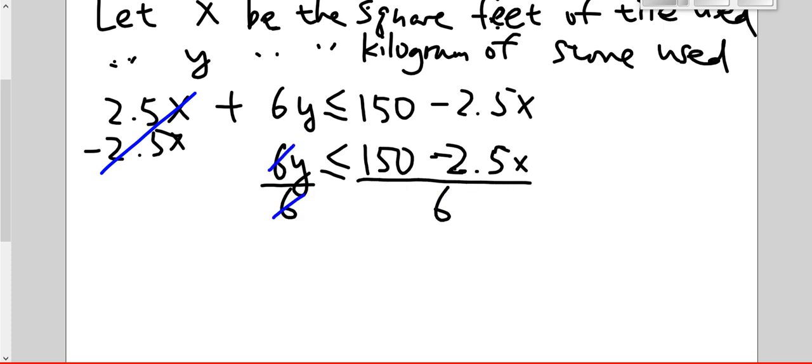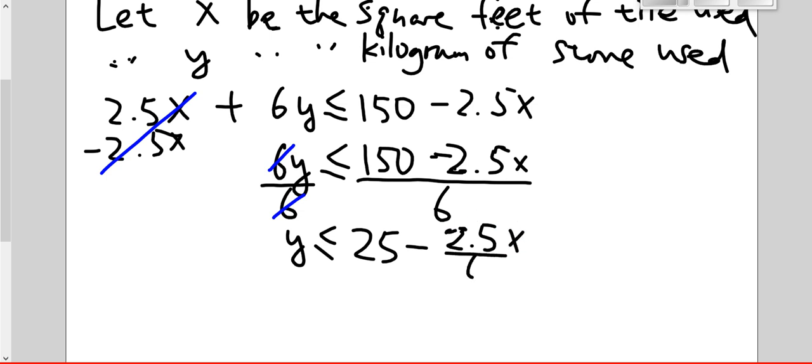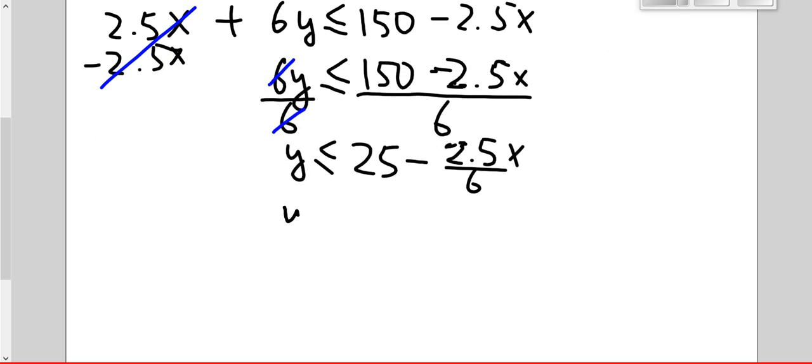And then divide both sides by 6. So 6 and 6 cancel out. That gives you y is less than or equal to. So you can take 150 divided by 6. That gives you 25, and then minus, so take 2.5x divided by 6. I know it looks a bit weird, so let's rewrite that.